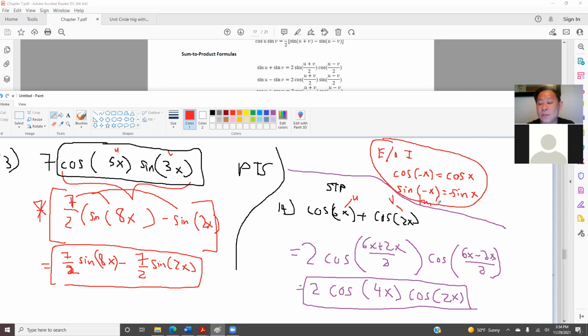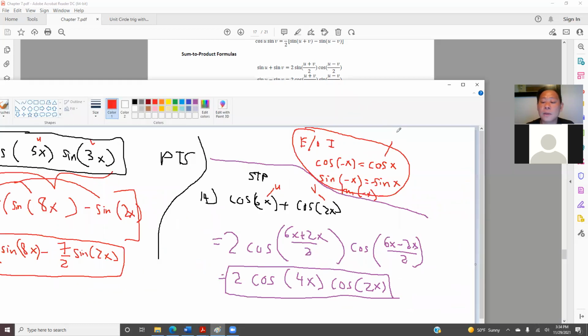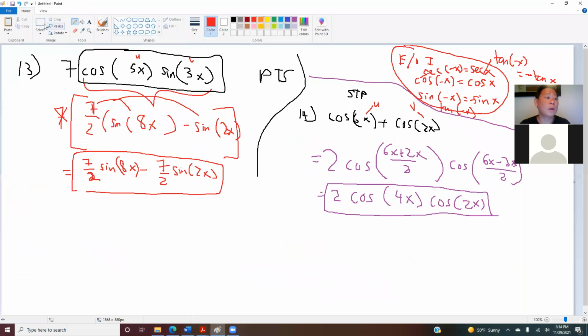So if you have tangent of negative x, let me write it over here so you can see. Tangent of negative x is going to be negative tangent x. So only cosine has the negative disappear, and secant too. Don't forget cosine and secant are reciprocals. The negative disappears. But for the rest, sine, cosecant, tangent, cotangent, your negative will be up front. Okay, this is very important.